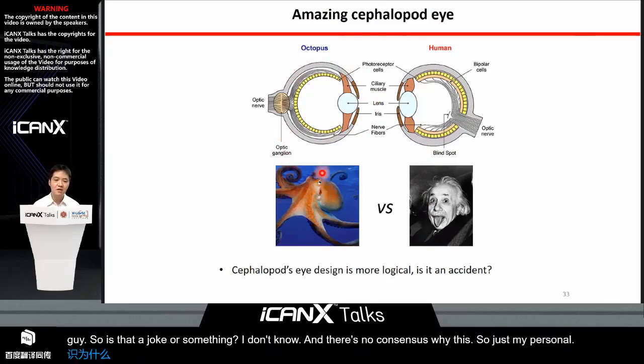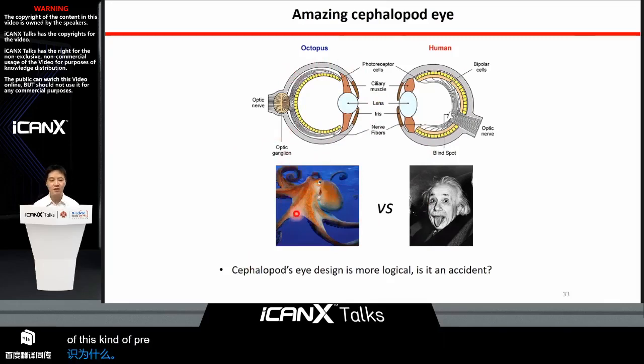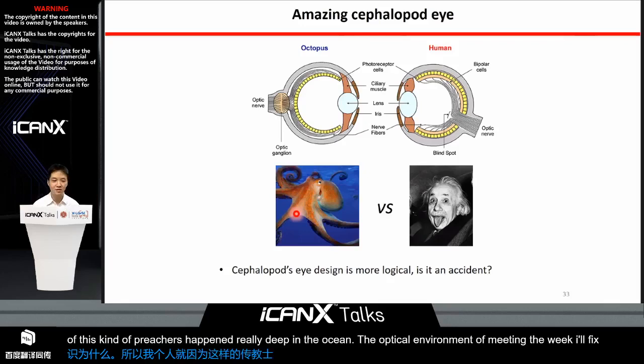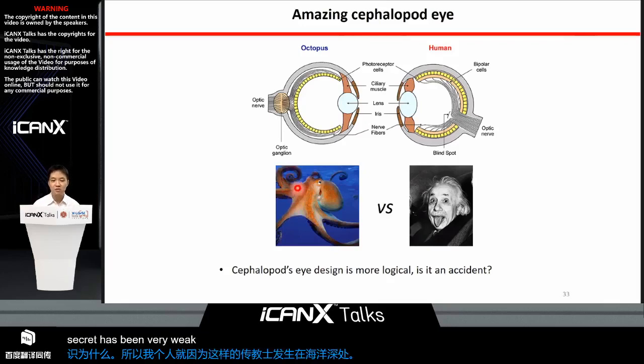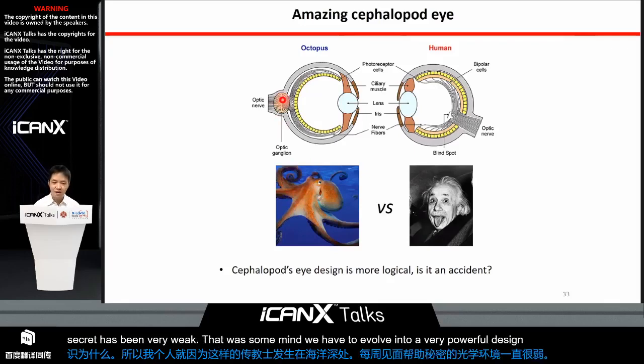Maybe because all these creatures have to live really deep in the ocean, so the surrounding optical environment is really, really weak. The optical signal intensity is very, very weak. In order to survive, they have to evolve a very powerful eye design structure. It's just my personal opinion, okay?